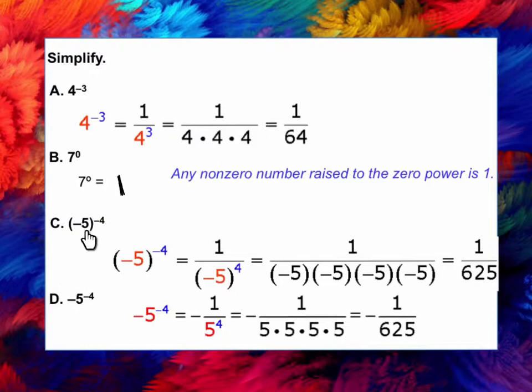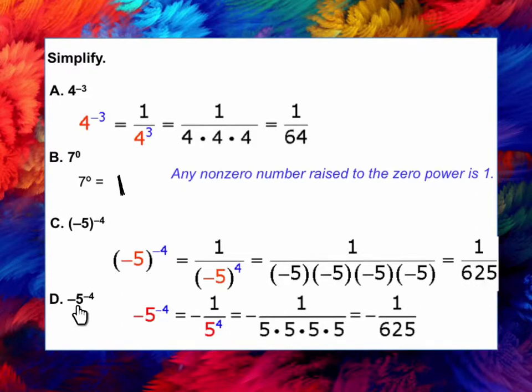Here we have a negative number raised to a negative power. Because the only thing to make positive is the exponent, we're just going to put that in the denominator, but keep the 5 that's in the parentheses negative. And if I write 4 negative 5s in the denominator, that gives me positive 625.